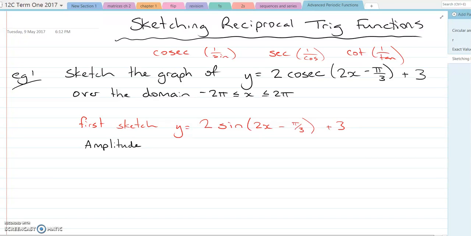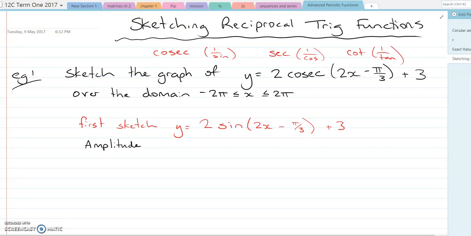Sketching reciprocal trig functions. This is sketching the graphs of cosecant, which is 1 over sine, secant, which is 1 over cos, and cotangent, which is 1 over tan. Alright, so let's look at this example. Sketch the graph of y equals 2 cosecant of 2x minus pi over 3, over this domain.